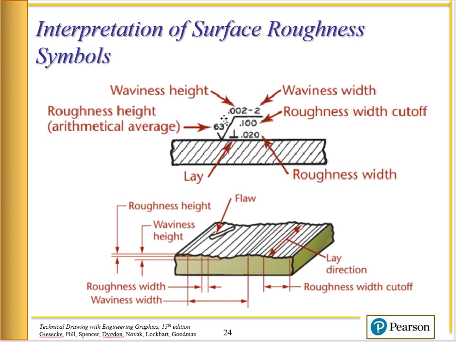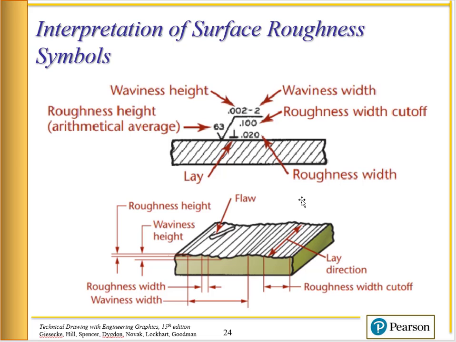There can also be a range. If you specified a number up here on top, then that could be a range. If you had to have the surface finish between a certain range, like say you didn't want it to be too smooth, you could put a range on this. And then these top numbers here on the top of the tail, you've got waviness height and then waviness width.